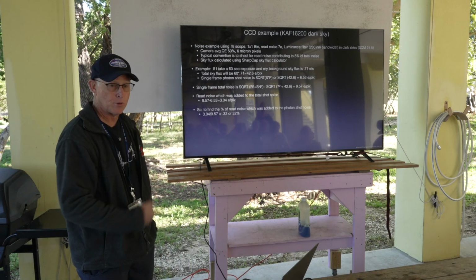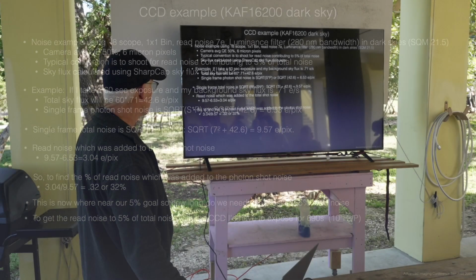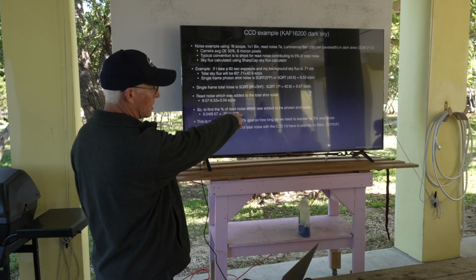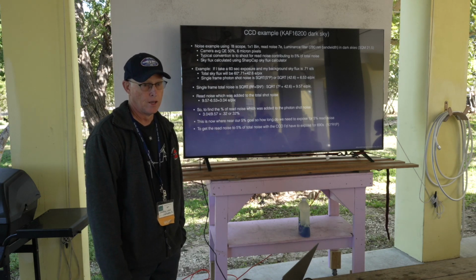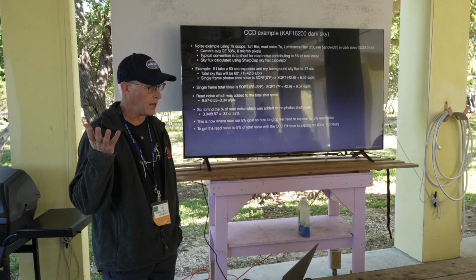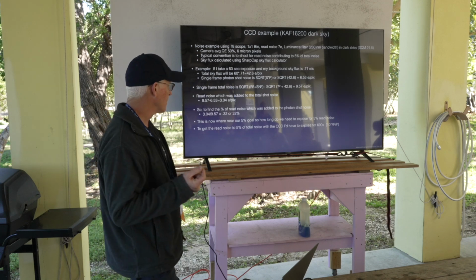Whoa, we're looking for 5%. So how long do I need to expose with that chip to get this 32% down to 5%? In a relatively dark sky like here, I need to shoot for 690 seconds. And I can verify that because that's about what I used to shoot when I came here with my CCD, about a 10-minute sub-exposure, right?